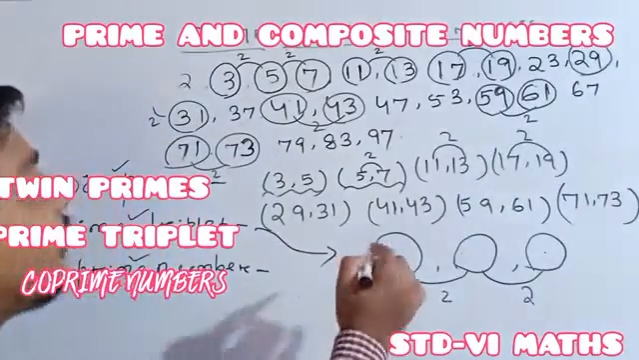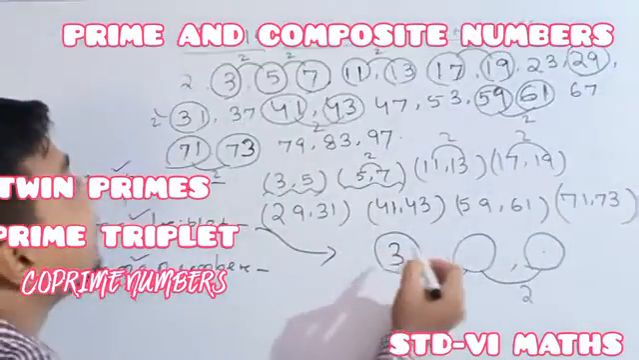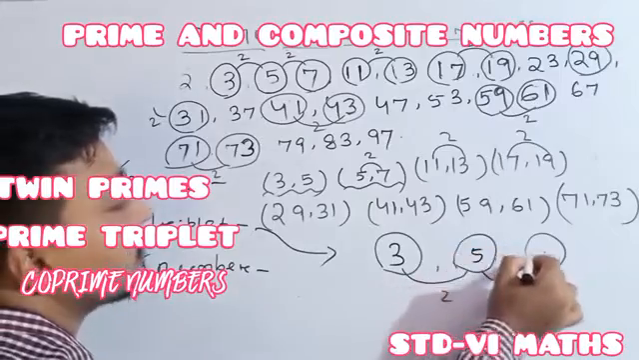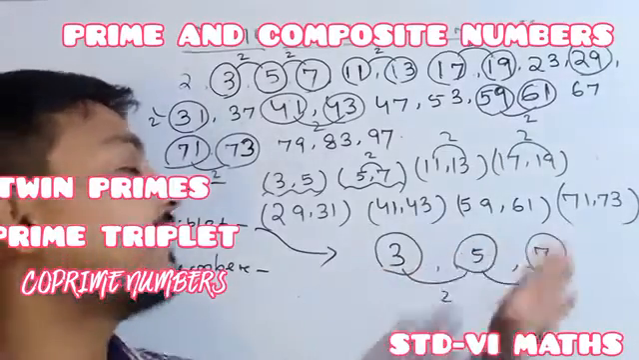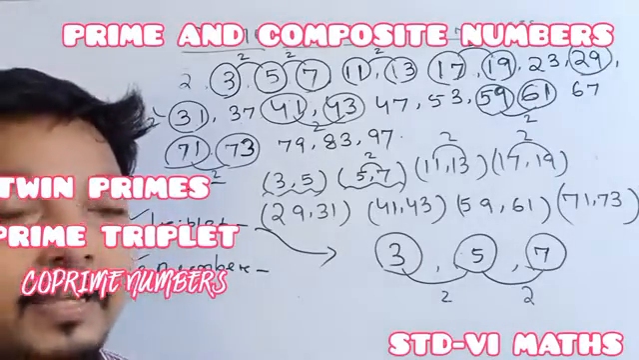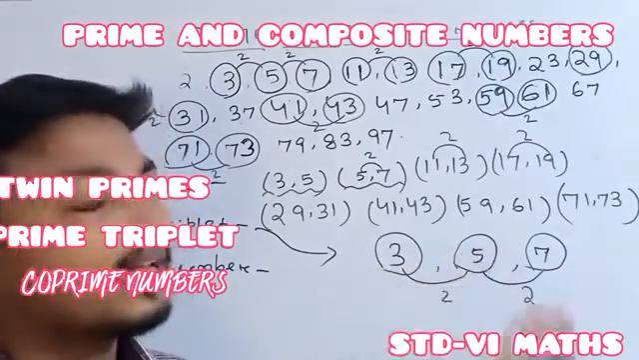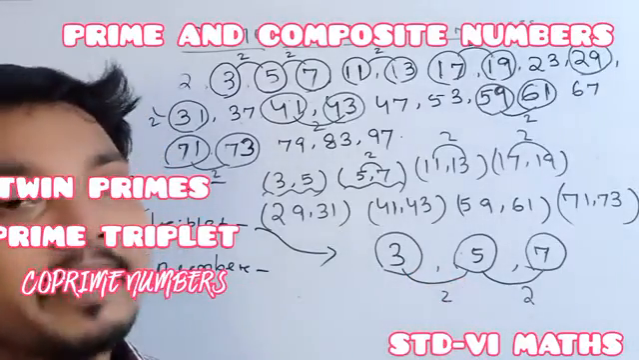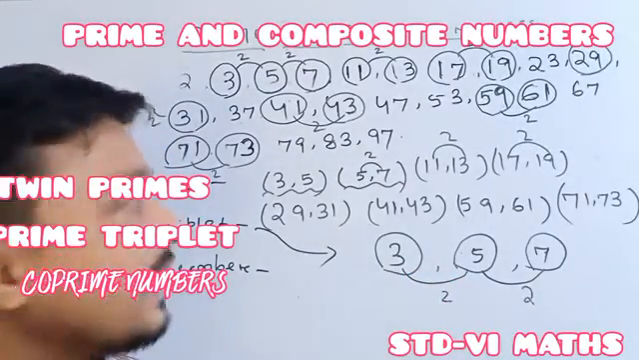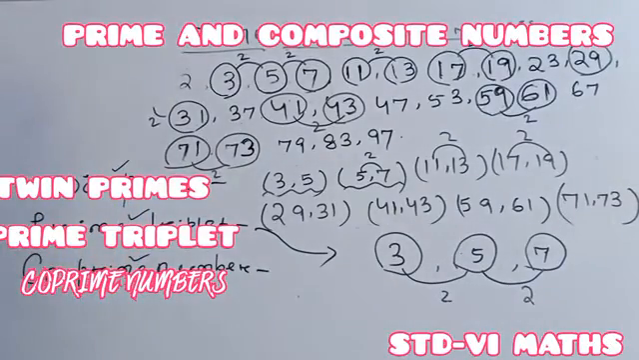And only one prime triplet is there in the system: 3, 5, and another one is 7. So 3, 5, 7 is the only prime triplet. So 3 prime numbers we can call a prime triplet if the difference between two consecutive prime numbers is always 2. Okay, so now we will do the definition of coprime numbers.